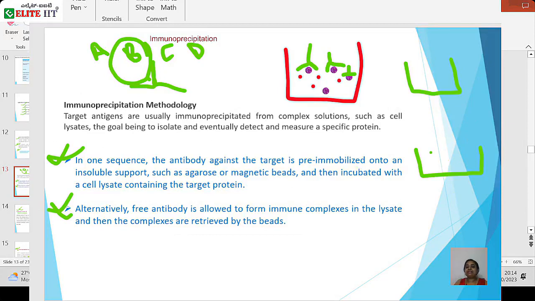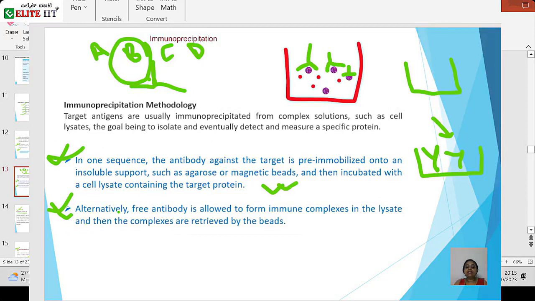So that means first of all you are adding antibodies. In a container, you just add the antibody first. First of all you have to add the specific antibodies. Now add the mixture of antigen. Okay, so this is the sequence. See, the target is pre-immobilized onto an insoluble support such as agarose or magnetic beads and then incubated with a cell lysate containing the target protein. Clear? This is actually the direct method completely.